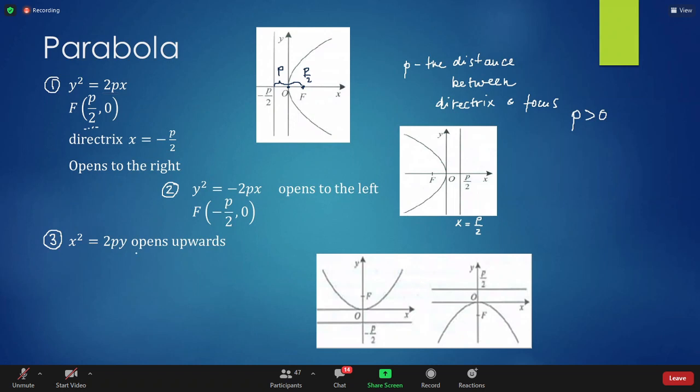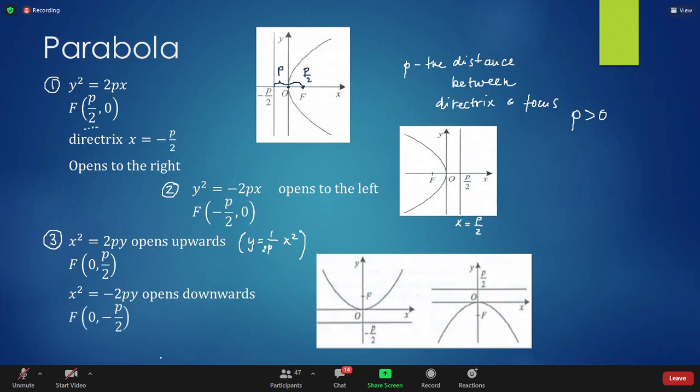And from this, we could even think, we don't usually do that, but we could think y equals 1 over 2p times x squared. If we divide both sides by 2p, we see it's the regular parabola times some number. So opening upwards, or if we want it to open downwards, we need a negative coefficient at x squared. So that would be x squared equals minus 2py, opens downwards. And the focus is, of course, at 0 and minus p half.